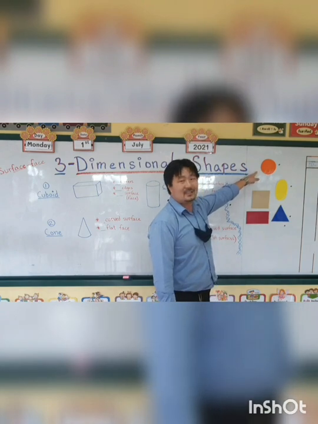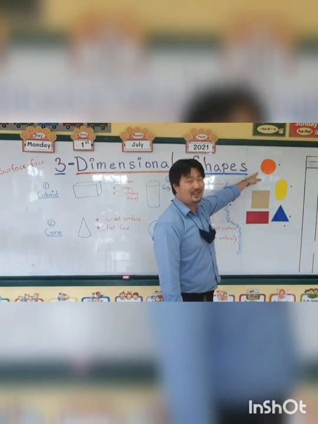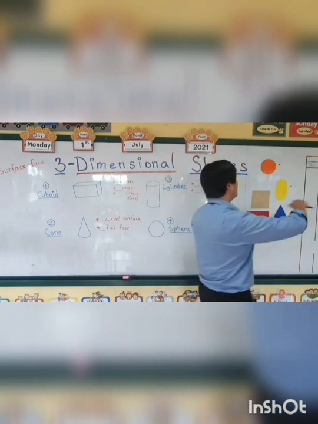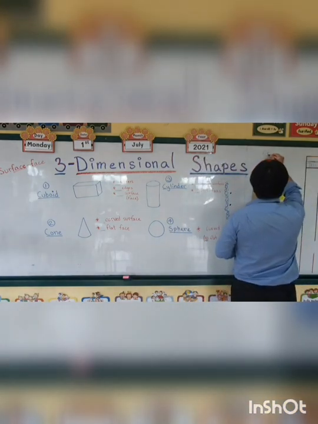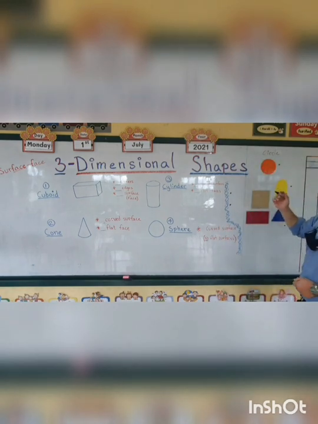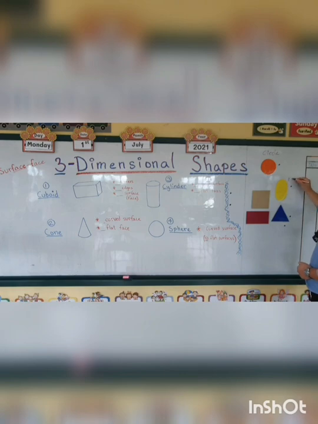What shape is this? Anyone? Right, it's a circle. It is a circle, yes. And what kind of shape is this? Anyone? Yes, it's an ellipse. Ellipse. Good. And then what kind of shape is this? It's a triangle. Good.